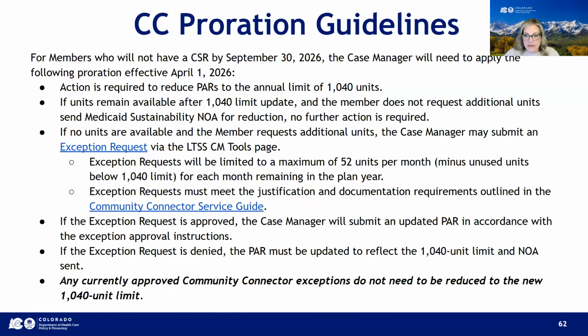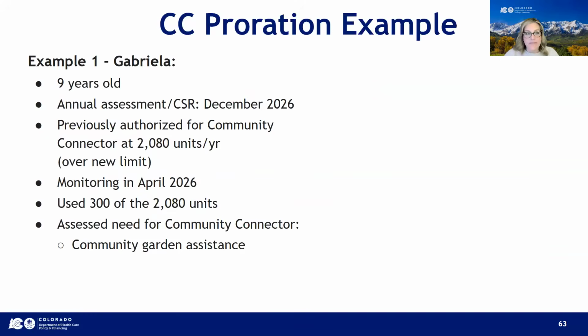We'll look at an example where the exceptions request would be prorated for the remainder of the service plan year. Gabriella is 9 years old. Her annual assessment is in December of 2026. She was previously authorized at 2,080 units of Community Connector benefit per year, which is now over the new limit. At her monitoring meeting in April of 2026, Gabriella used only 300 of her 2,080 units authorized from the previous year. Gabriella has an assessed need for Community Connector because she participates in community gardening assistance, but she actually doesn't need more than 1,040 for the full year.